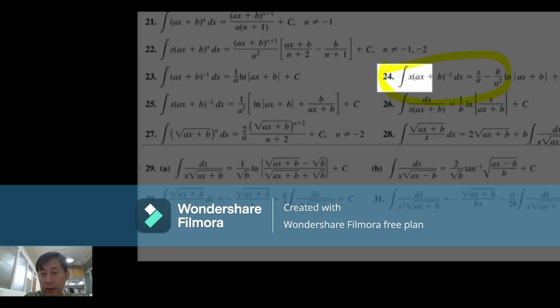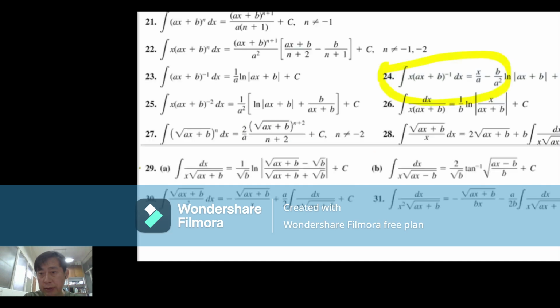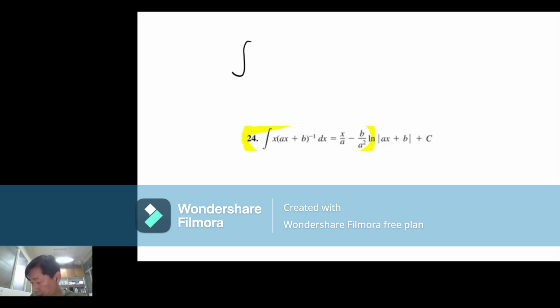So let me copy this expression here. The function we want to integrate is in the form of x over 2x plus 5. So you can match the integrand of x over 2x plus 5 with the integrand in item 24. The value of 2 plays the role of a and the value of 5 plays the role of b.